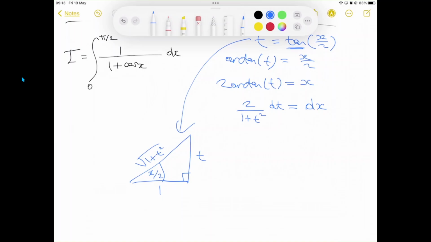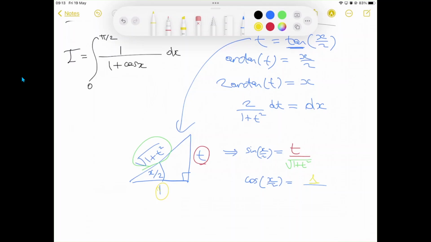So this triangle kind of implies that the sine of x over 2 is equal to the opposite of the angle, which is t, over the hypotenuse, which is root 1 plus t squared. And also that cosine of x over 2 is equal to the adjacent, which is this one, 1, over the hypotenuse, root 1 plus t squared. Okay.